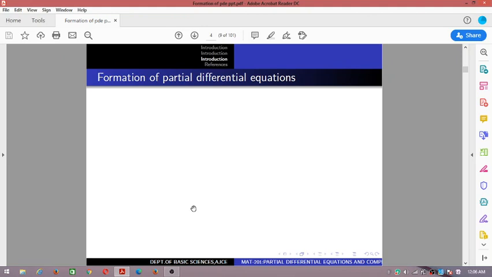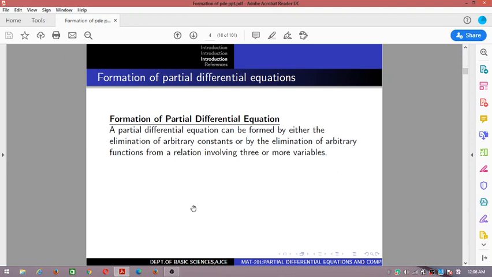Now we are going to form a partial differential equation by eliminating arbitrary constants or arbitrary functions from a given relation. There are two types of formation problems. The first one is the formation of partial differential equation by eliminating arbitrary constants, and the second type is the formation of partial differential equation by eliminating arbitrary functions.